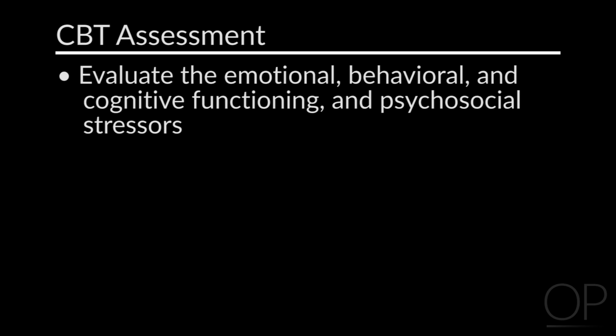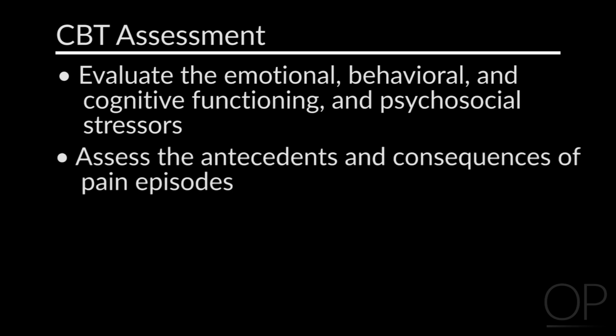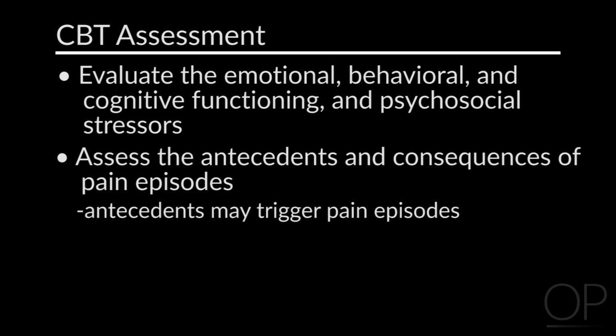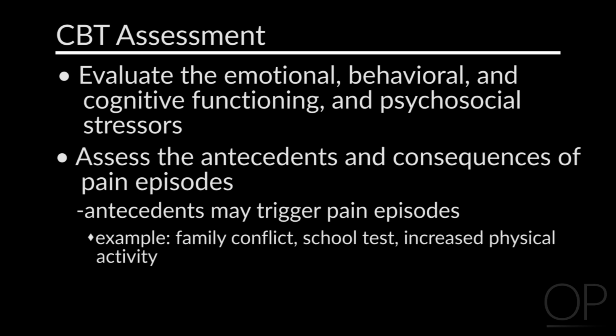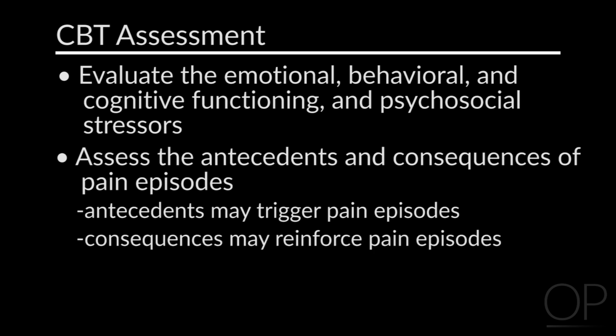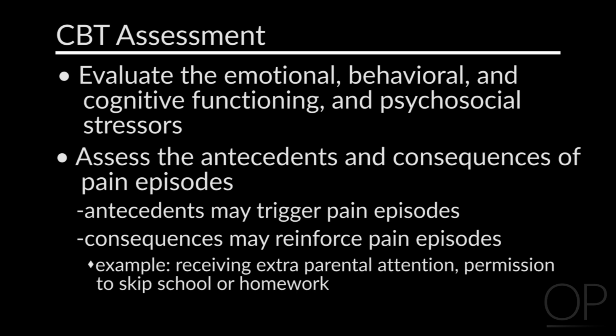We evaluate the emotional, behavioral, and cognitive functioning of the child, as well as any psychosocial stressors which may increase their general emotional distress and also could potentially exacerbate their pain. We also do a careful assessment of any antecedents or consequences of pain episodes. So an antecedent may be an event which triggers or precedes a pain episode. For example, antecedents could include things like family conflict, a test at school, increased physical activity. Consequences are factors which may serve to reinforce pain episodes. So these things might be receiving extra parental attention following a pain episode, being allowed to miss out on school or skip homework, that sort of thing.